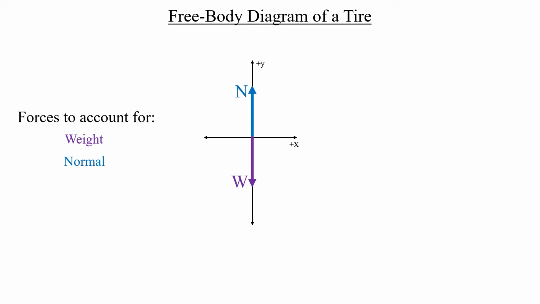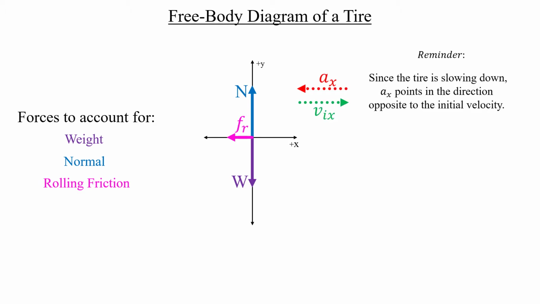So let's go ahead and plug the rolling friction vector in, which will be pointing in the negative x direction to resist the tire's motion as it's rolling in the plus x direction. And here's a helpful reminder. Since the tire is slowing down, our acceleration is going to be pointing in that same direction as the rolling friction, right? So we'll use this information along with the sum of forces to try to figure out what the coefficient of rolling friction would be for this vector.